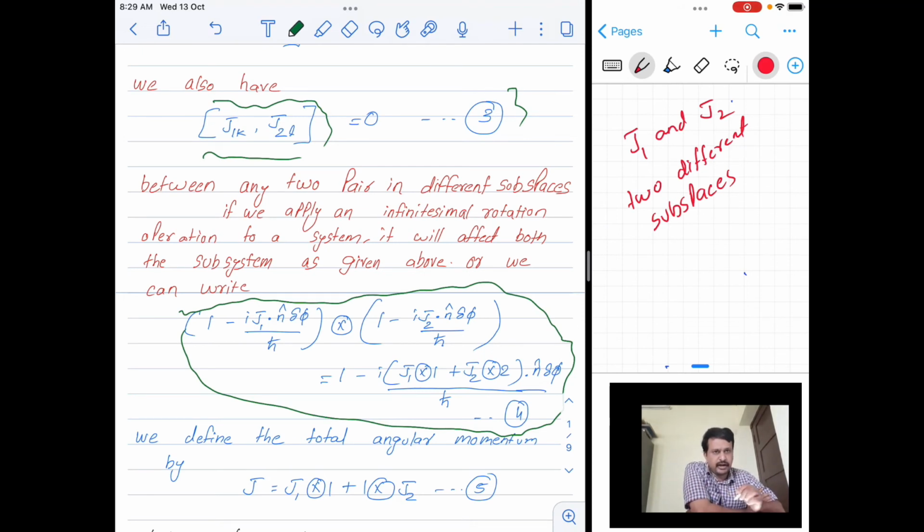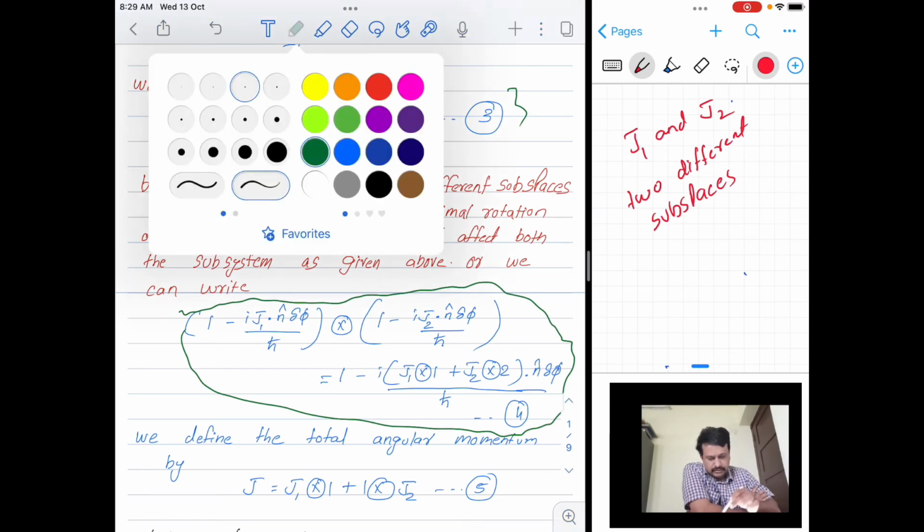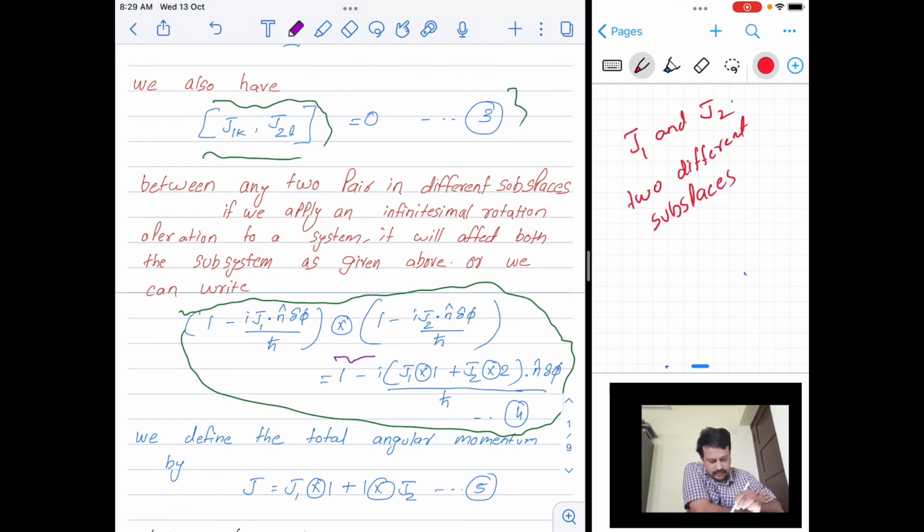Anyway, we can neglect higher order terms, so only a few terms remain. You can see that it involves J1 and J2, and combined I can write it this way. So this is our infinitesimal rotation operator, represented in this mathematical equation.